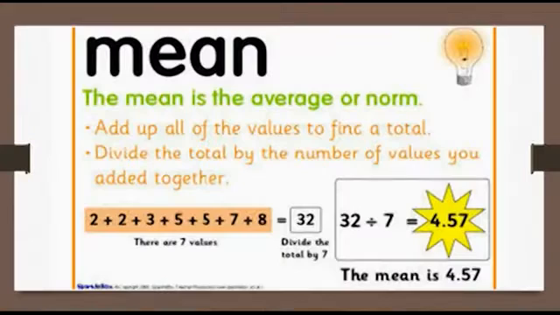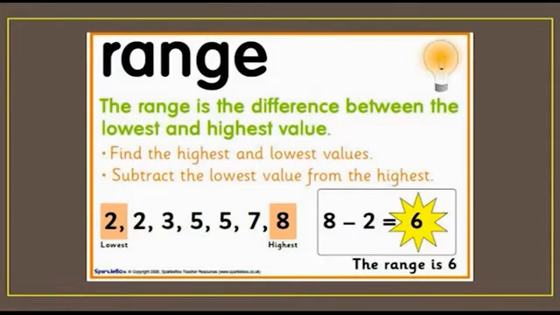Let us review mean. The mean is the average or the norm. Simple, add up all the values to find the total, then you divide by the number of values you added together. As you can see here, you have 2, 2, 3, 5, 5, 7, plus 8, giving you 32 as a total. If you were to count each value, you would get 1, 2, 3, 4, 5, 6, 7. 7 values, so you're dividing by 7. The mean for this set of data is 4.57.